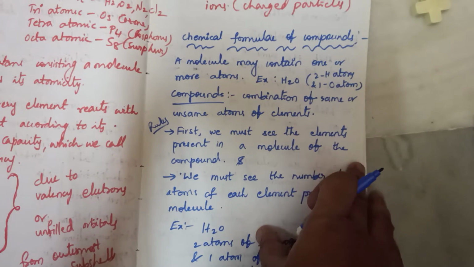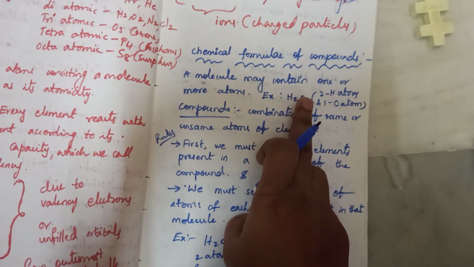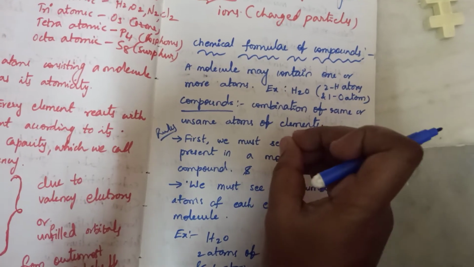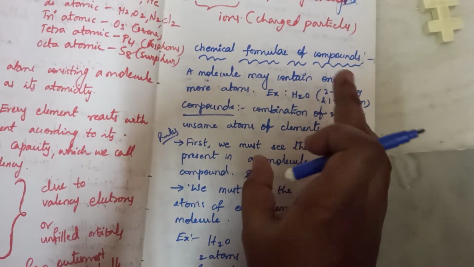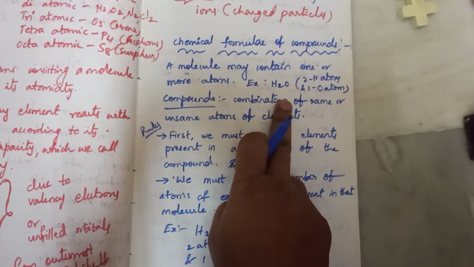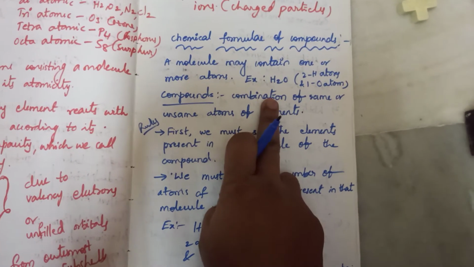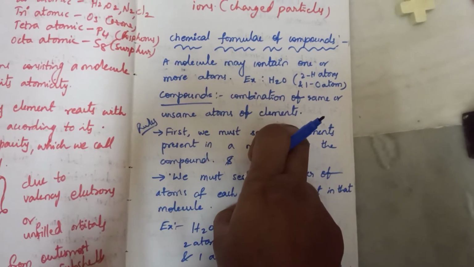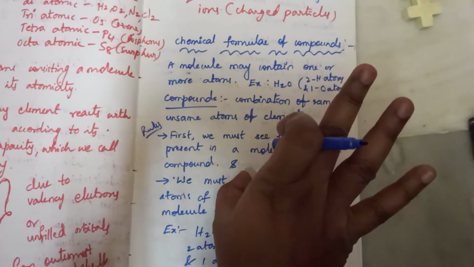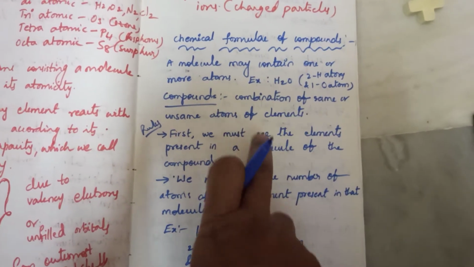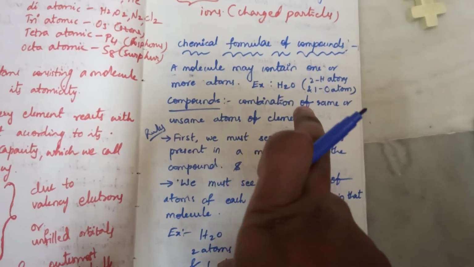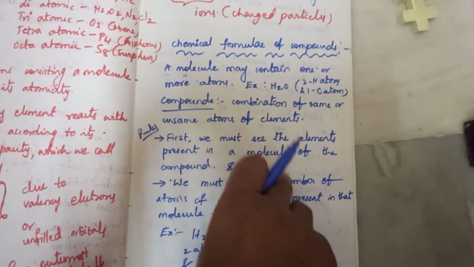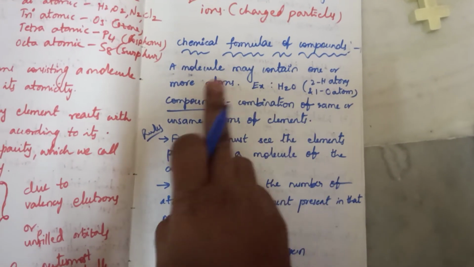For example, H2O has 2 hydrogen atoms and 1 oxygen atom. Like that, we need to know how to name those types of compounds. We need to know them to understand and write chemical equations, and we also need information about the chemical formula of compounds. For that purpose, I am taking from the 9th class syllabus, I want to explain these chemical formulas of compounds once. Children, a molecule may contain one or more atoms.